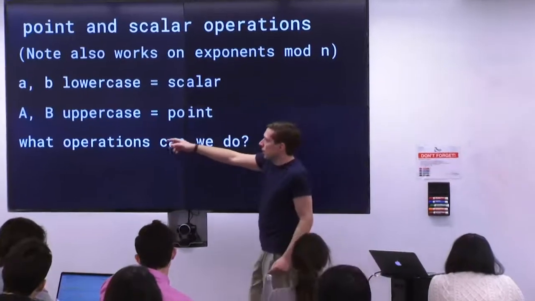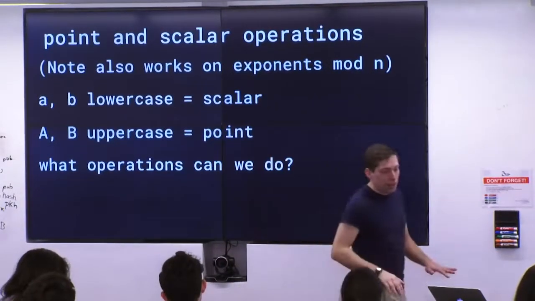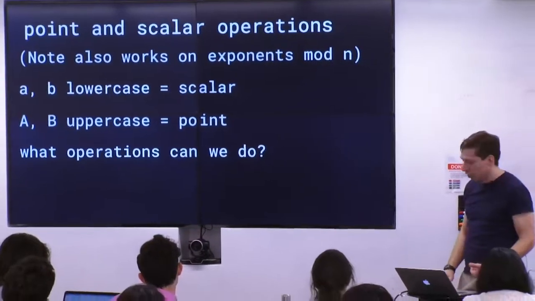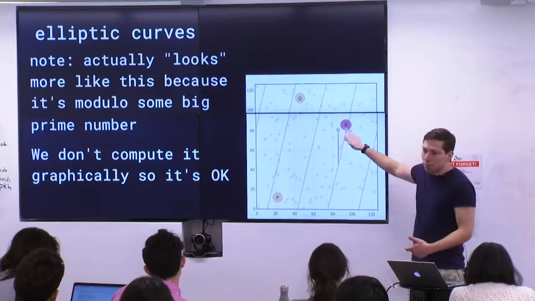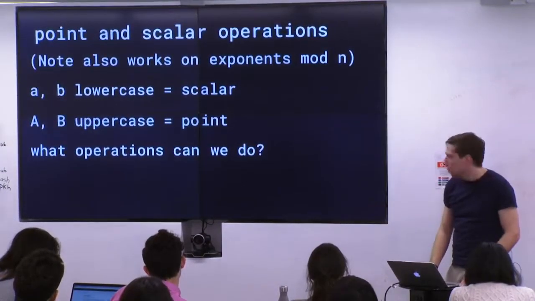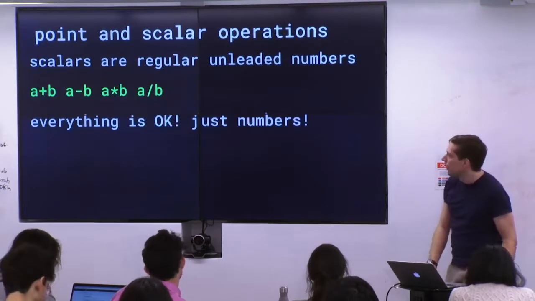The uppercase A and B will refer to points on the curve. Okay, so from now on, lowercase is a regular number, uppercase is a point on this curve, or a point on this mashed up thing that we still call a curve. I'll go through what operations we can do, and then we can see what use those have.